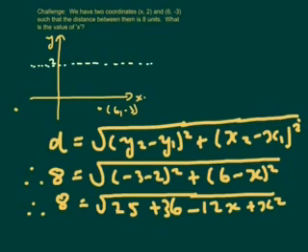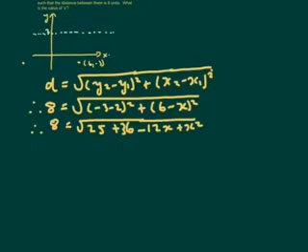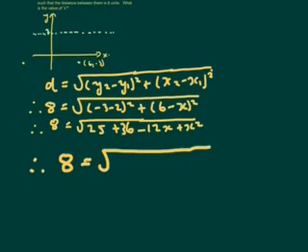Now, what I can do here is certainly add the 25 and the 36, and say, therefore, 8 equals, that's 61, isn't it? Minus 12x plus x squared. Okay. Well, what I'd suggest we do now is probably square both sides, and that gets rid of this rather big square root sign, doesn't it? So I can square both sides. Okay, so let's do that.